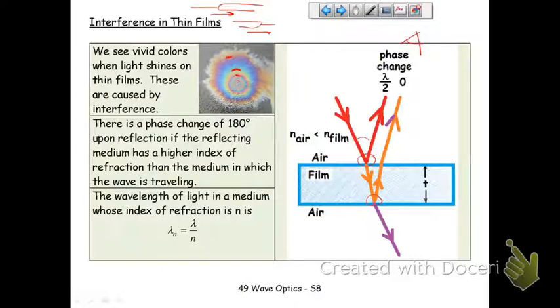So what we say is we see vivid colours when light shines on thin films. These are caused by interference. There is a phase change of 180 degrees upon reflection if the reflecting medium has a higher refractive index than the medium in which the wave is travelling. And the wavelength of light in a medium whose refractive index is n is given by lambda n equals lambda over n. You divide the wavelength by its own refractive index. Remember that the refractive index is the ratio of the velocities, and if the frequency is the same, it must be the ratio of the wavelengths. So it's lambda over n. Three bits.